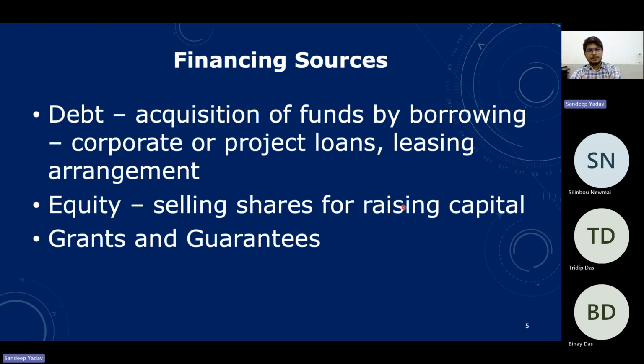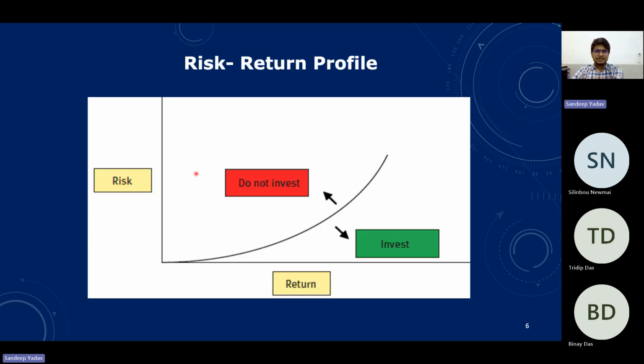Debt means the acquisition of funds by borrowing, such as a corporate or project loan or a leasing agreement. Any company that needs funds can get them by debt or equity. Equity means selling its own shares to raise capital. Another source is government grants or guarantees. So these are the financing sources that we covered. Also, there's a risk-return graph for each project. This graph holds true that if you cross this line, the project is not investable, and if it is below this line, it is an investable project. That's a very good thing to consider for any companies that want to invest in your project.